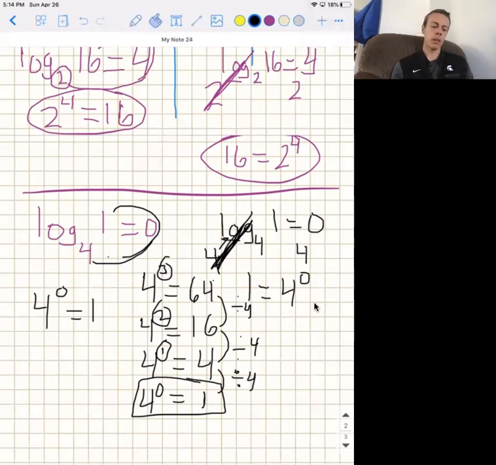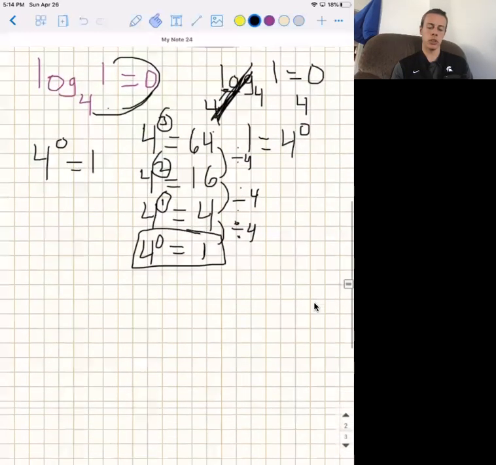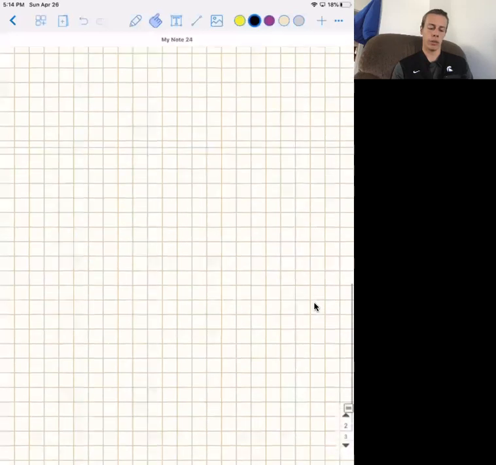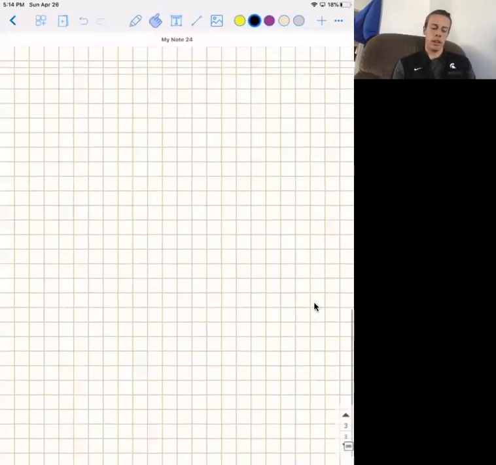Let's try one more example, and in this case, we're going to start with an exponential and try to write it in logarithm form. So in this case, we're going to say 5 squared equals 25.